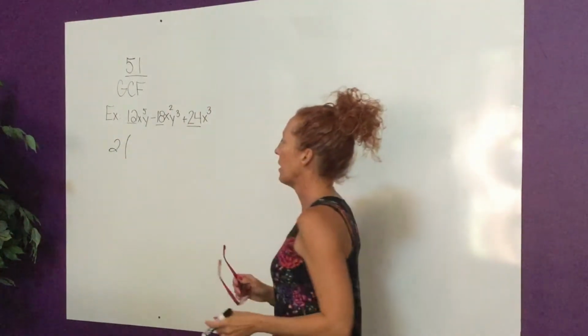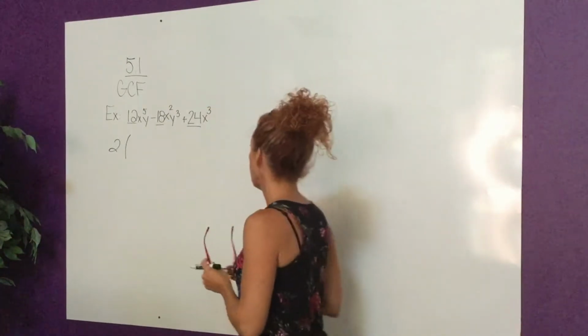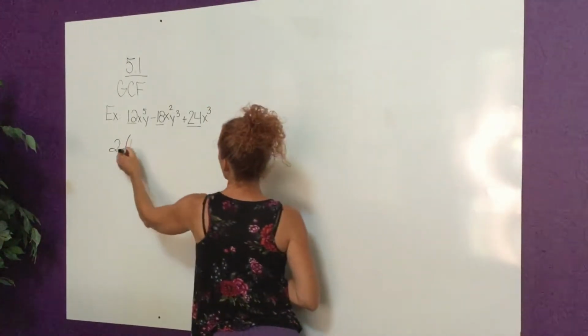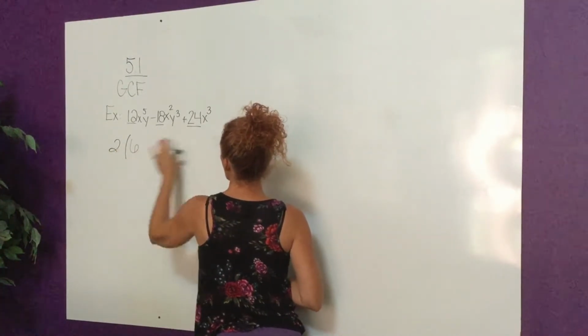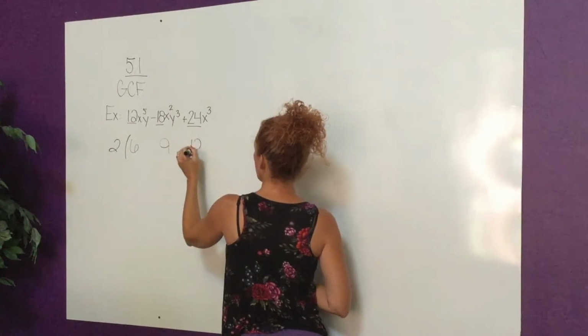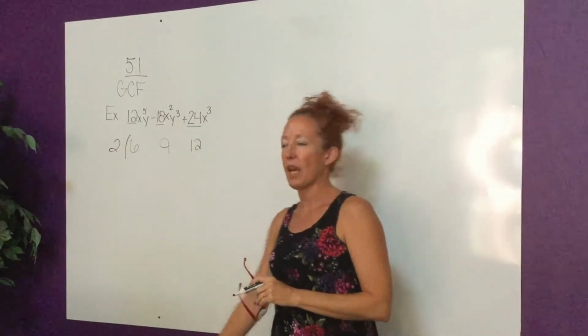So let's just pretend I pull a 2 out. Whatever that number is, you're going to put outside the parenthesis. All right? 2 goes into 12 6 times. 2 goes into 18 9 times. 2 goes into 24 12 times. And then we would mess around with the variables after that.